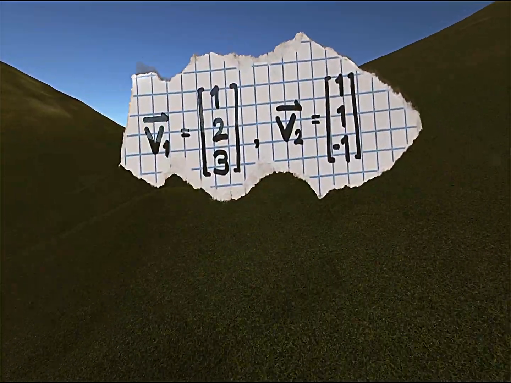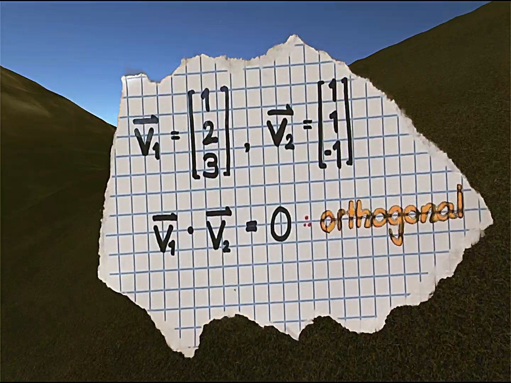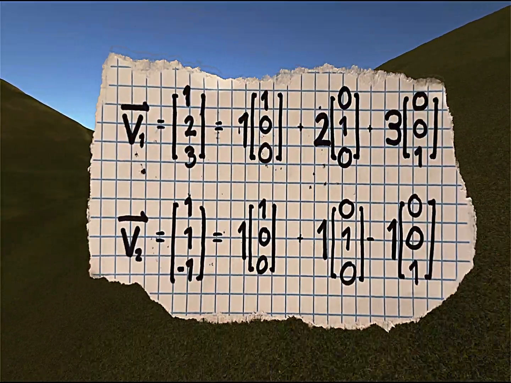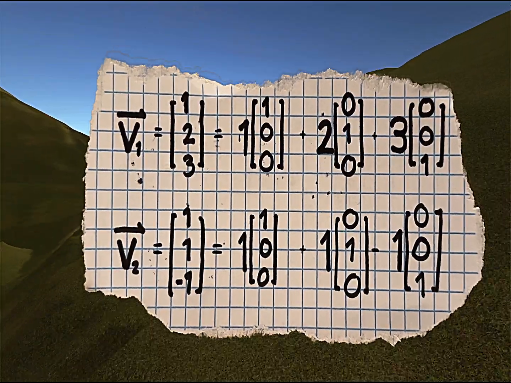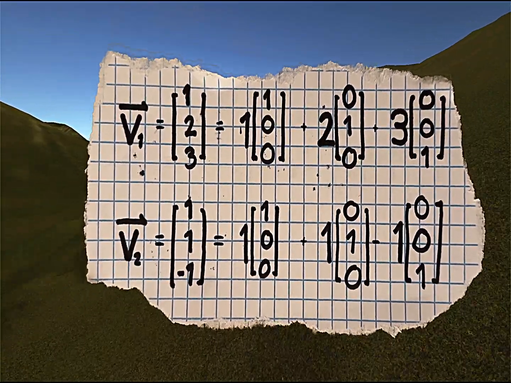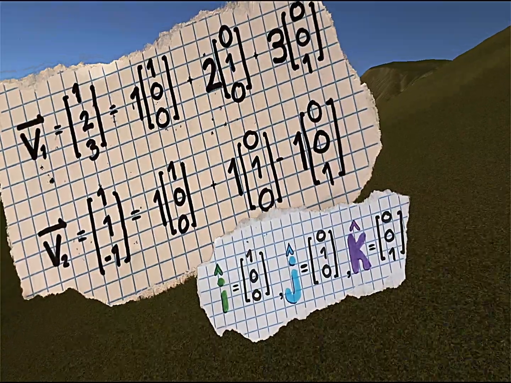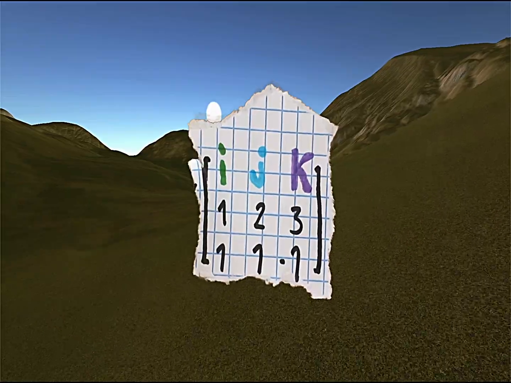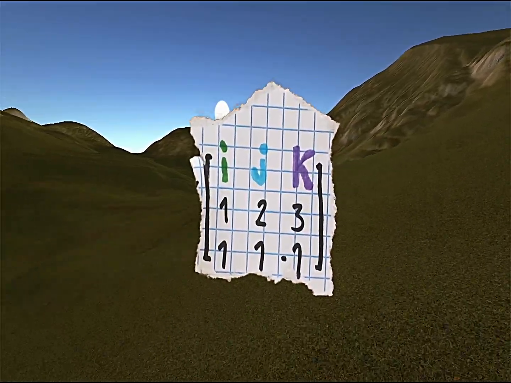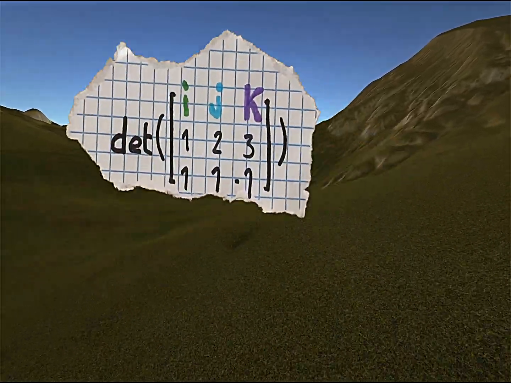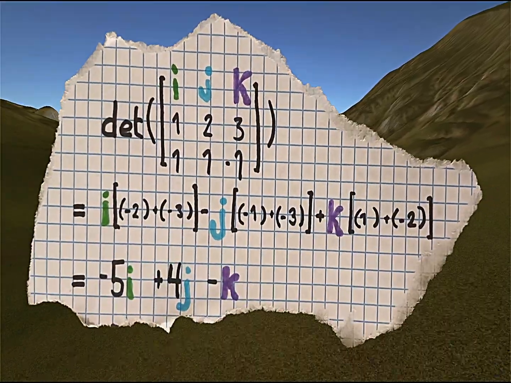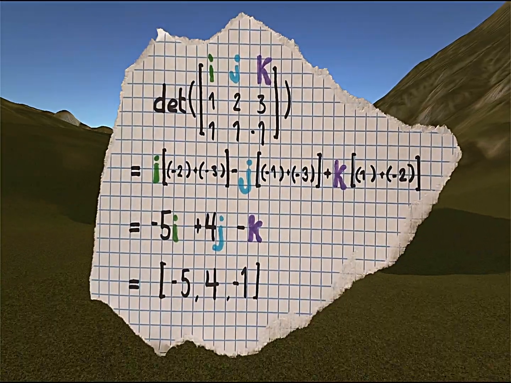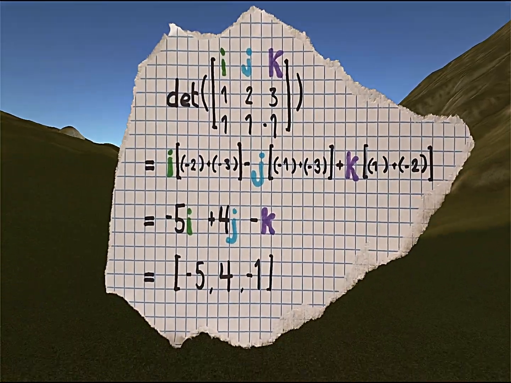Let's take vector 1 and vector 2, both of which are orthogonal and do not lie on any of the axes. Let's split them apart as expressions of vector addition, where a scalar is multiplied by a unit vector. Let's represent these unit vectors as i, j, and k. We can form a square matrix with both vector 1 and vector 2, then put i, j, k as placeholders up top. Finding the determinant of this matrix gives us negative 5i plus 4j minus k, which is the same as the vector minus 5, 4, and minus 1.